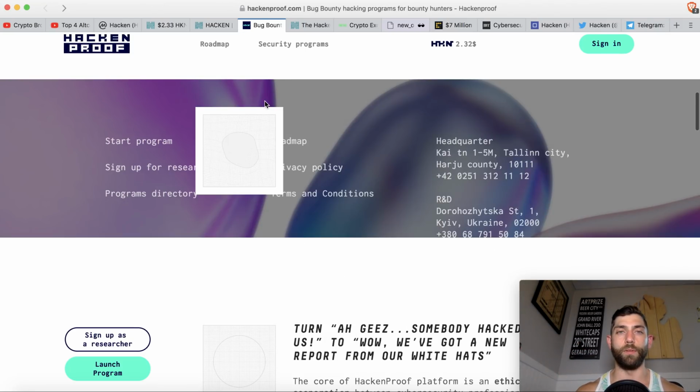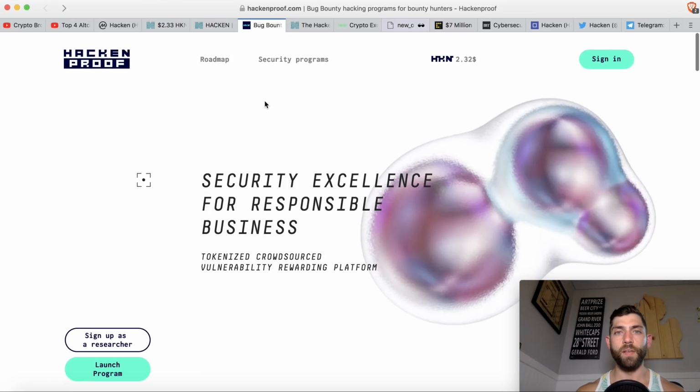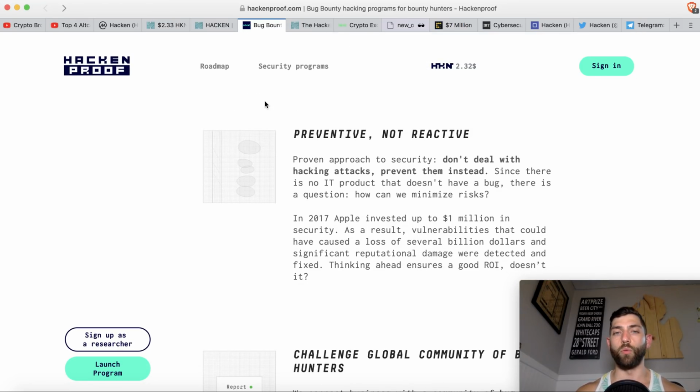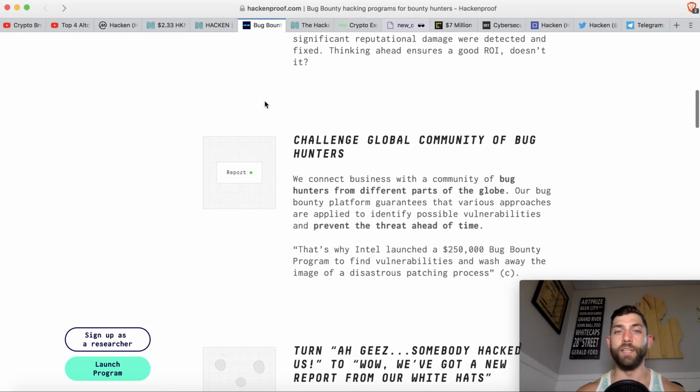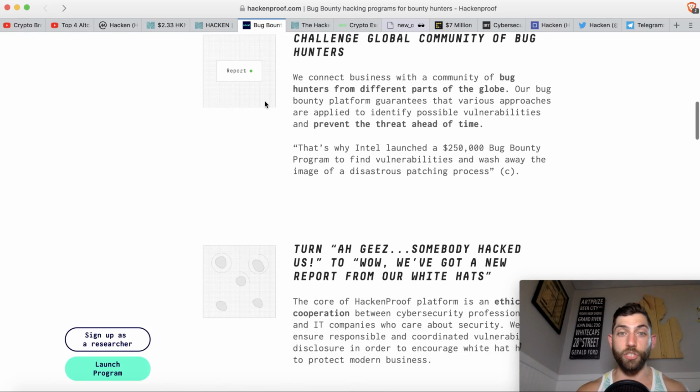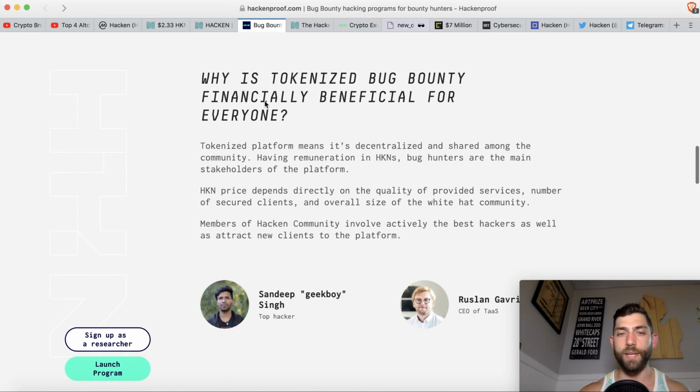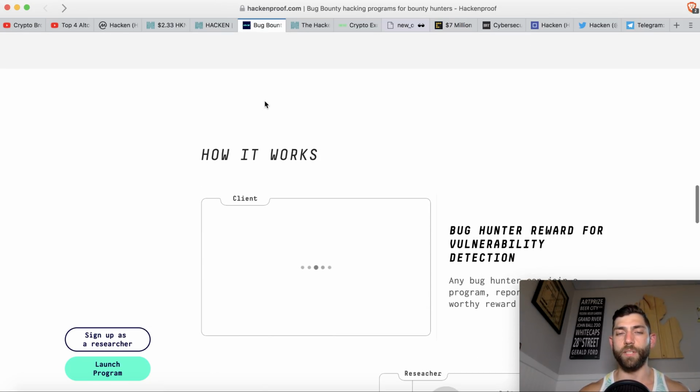And if we go up to the top here, you can actually see it says security excellence for responsible businesses. You can read through here. It talks about other companies investing money into cybersecurity, into bug bounties, stuff like that. But if you go down to this part, man, this website is really taxing.